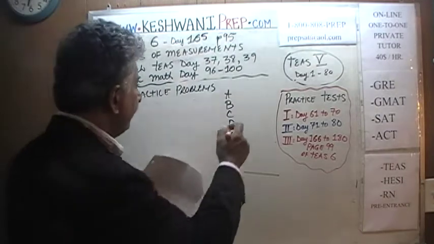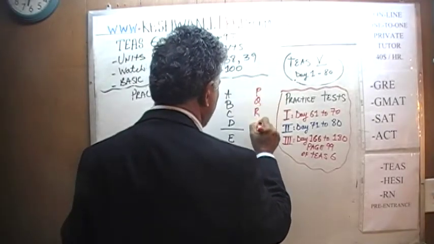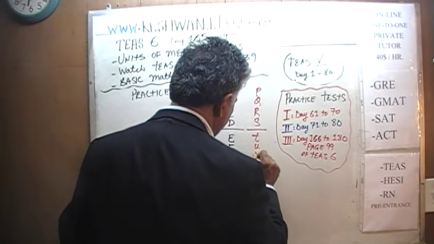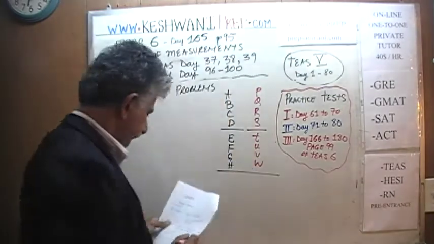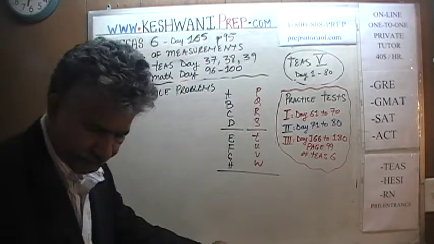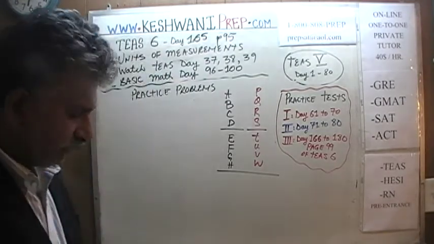Let's start with letter P. So on the other side, put down P, Q, R, S, T, U, V, and W. Voila. And as we find the answer, we're just going to match them. Do you understand? Let's get going. So that's what we are asked to find. We've been asked to match them.